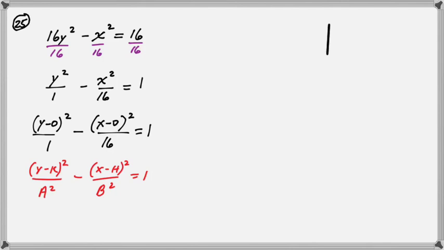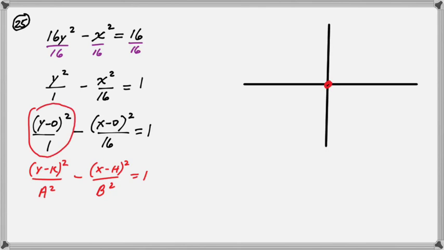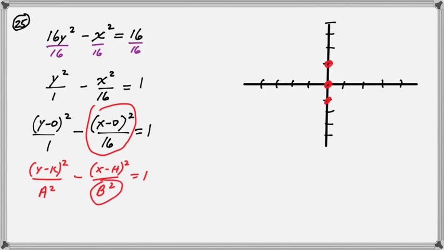Do you agree that h and k are 0, 0? So it's centered at 0, 0. What is under the y? A 1. What's the square root of 1? That means I go 1 in the y direction. Anyway, I go 1 in the y direction, so 1 up, 1 down. What's under the x? What's its square root? 4. That means I go 4 in the x direction, 4 to the left, 4 to the right.